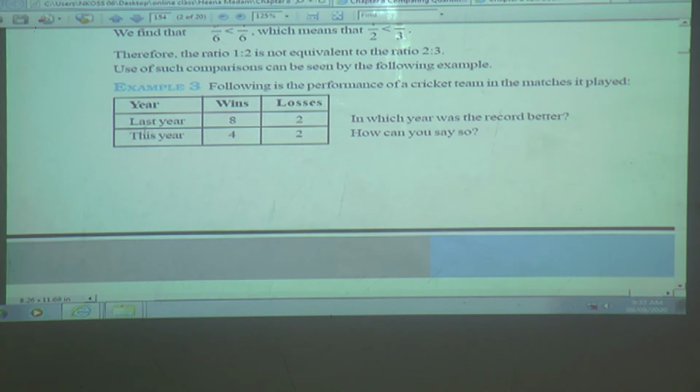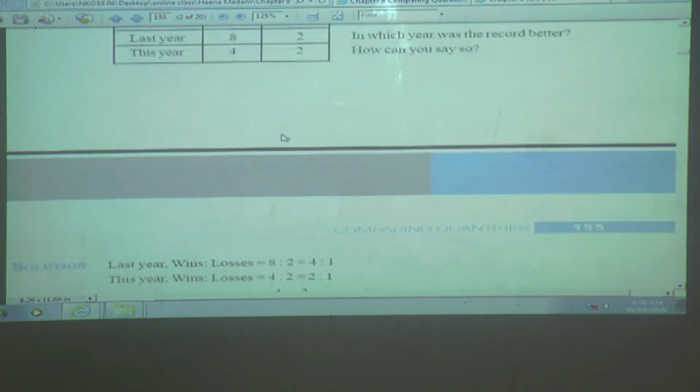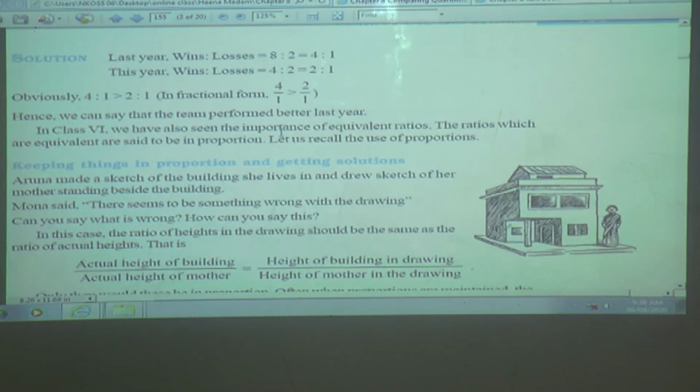Whether they performed better last year or this year, we have to compare here the comparison between last year and this year. It is given: last year it was 1 by 8, this year it is 1 by 4, and the losses are 2, and here also 2. So what we have to do is compare last year's wins and losses, and this year's wins and losses. We will see the steps, so it will be easy for you to understand.